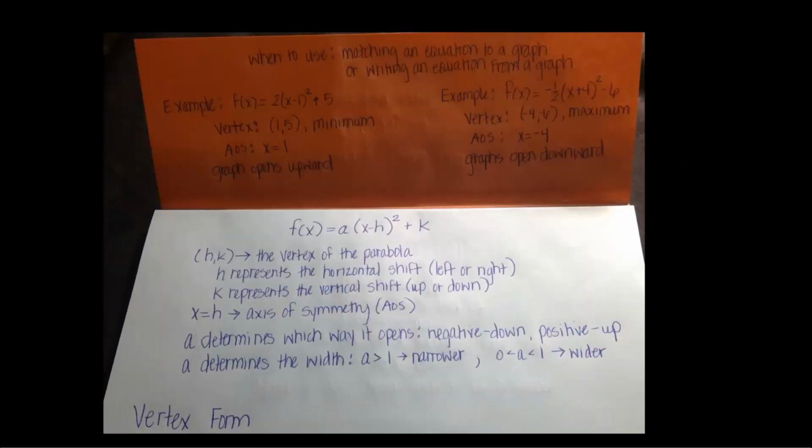But just to review through the others, we had our vertex form here: f of x equals a times (x minus h) squared plus k. (h, k) is the vertex of the parabola. h also gives you the axis of symmetry. a lets you know if it's going to be opening up or down, and if it's narrow or wide.